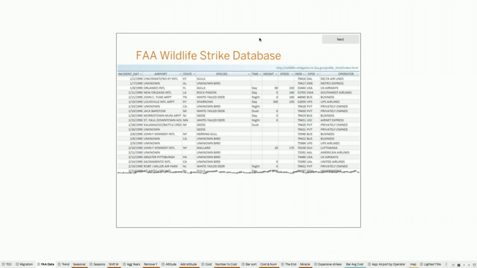the U.S. government has a wildlife strike mitigation working group, and this is the typical data. This is the data I'll be demoing in this particular story. There's date fields, information about airports and species, and quantitative fields of one type or another.